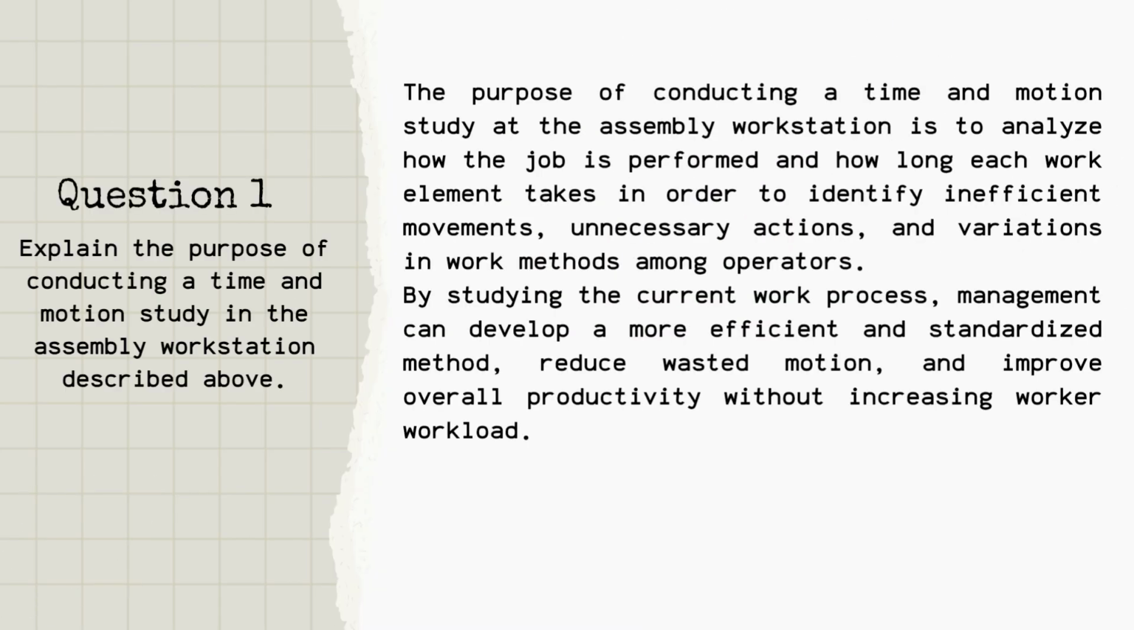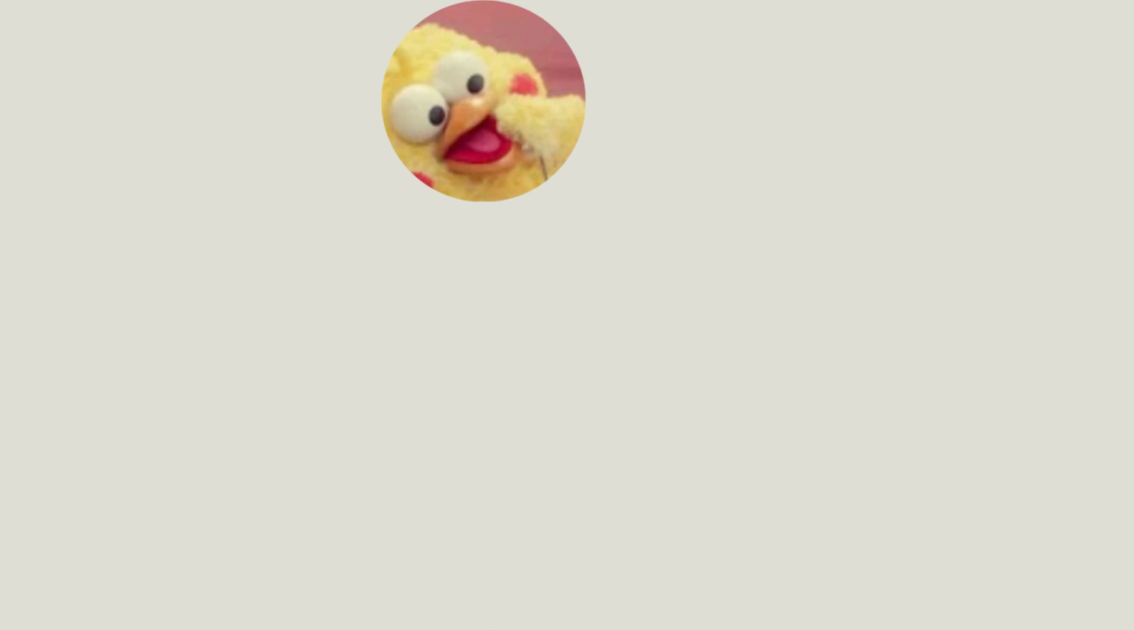So question 1 is to explain the purpose of conducting a time and motion study in the assembling workstation described above. The purpose of conducting a time and motion study at the assembly workstation is to analyze how the job is performed and how long each work element takes in order to identify inefficient movements, unnecessary actions, and variations in work methods among the operators. By studying the current work process, management can develop a more efficient and standardized method, reduce wasted motion, and improve overall productivity without increasing worker workload.